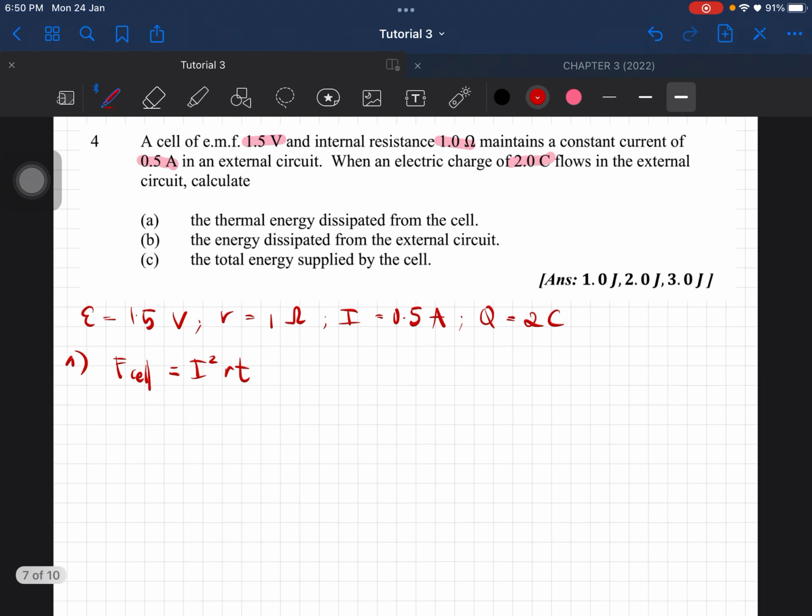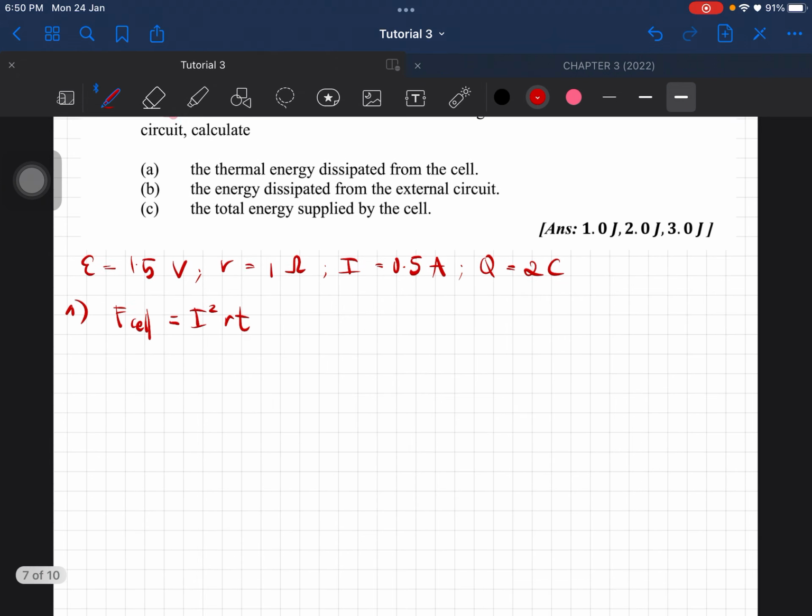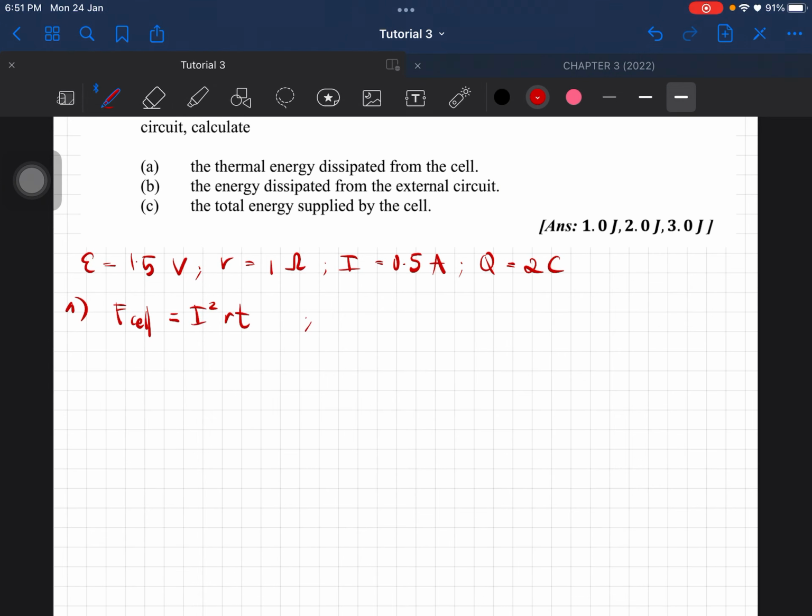Now what we do not have is the time, but we do have the amount of charge and the current, so we can use this to find the time. So Q over I. This is going to be equal to 4 seconds. Then we just substitute: I is equal to 0.5 squared, R is equal to 1, T is equal to 4. So you should get the energy dissipated from the cell to be equal to 1 joule.